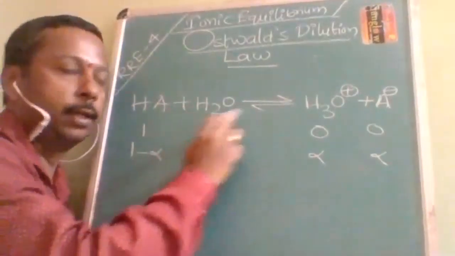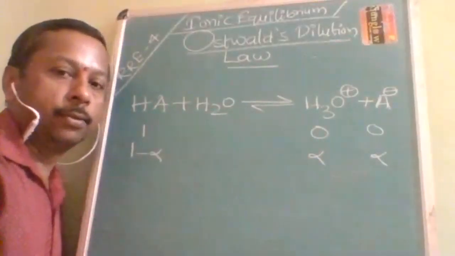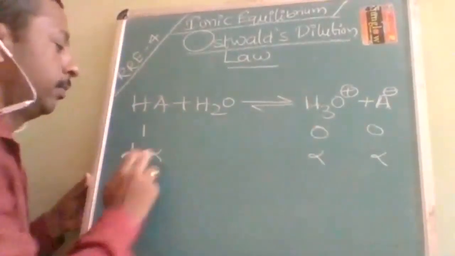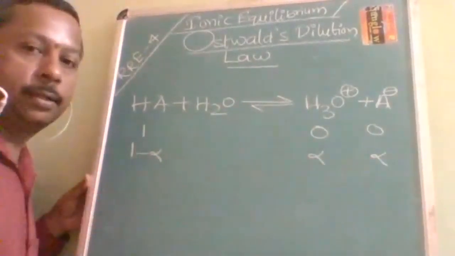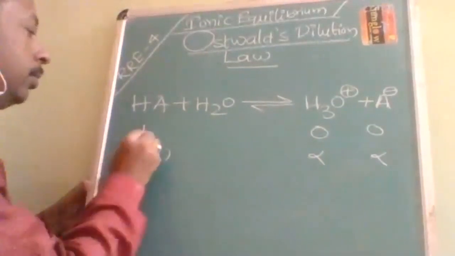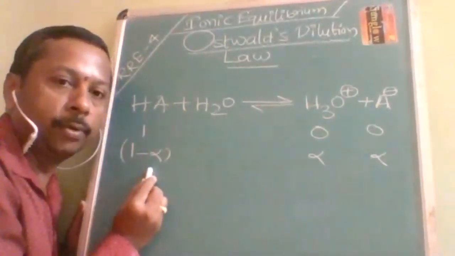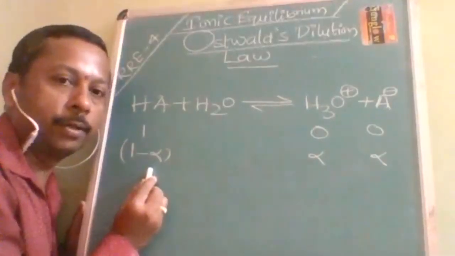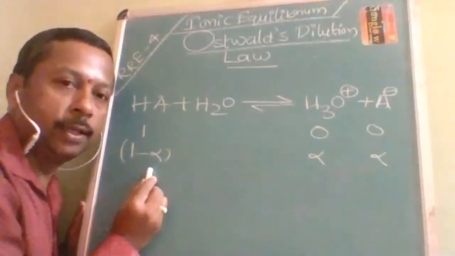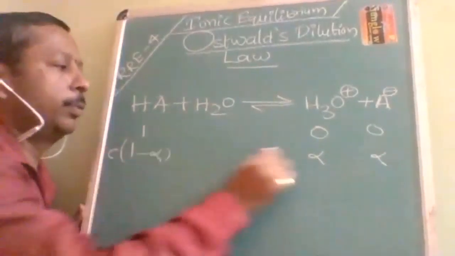When it is diluted, it will give H3O positive plus A minus. The initial values are 1, 0, 0, and at equilibrium 1 minus alpha, alpha, and alpha. So these are the alpha values. But alpha is determined for one molarity only, one unit concentration. If you have more or less than one unit concentration, it is to be multiplied.